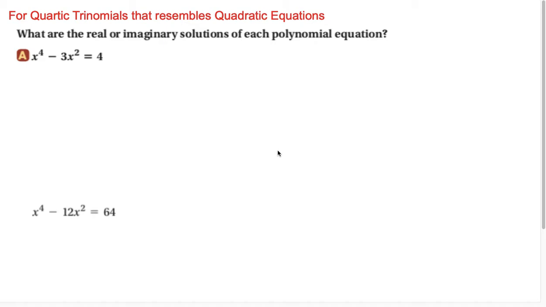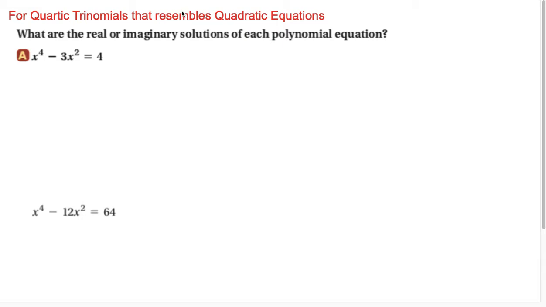So in this video, I'm going to cover how to factor quartic. Quartic means to the fourth power. Trinomials means three terms that resemble quadratic equations that we've seen in the past. All right, so it says, what are the real or imaginary solutions of each polynomial equation?